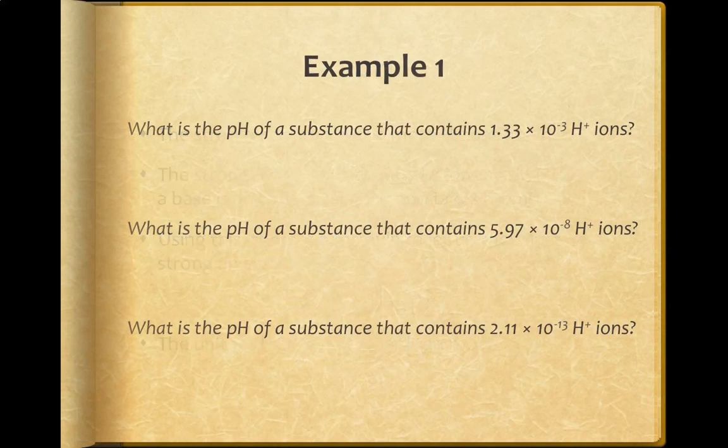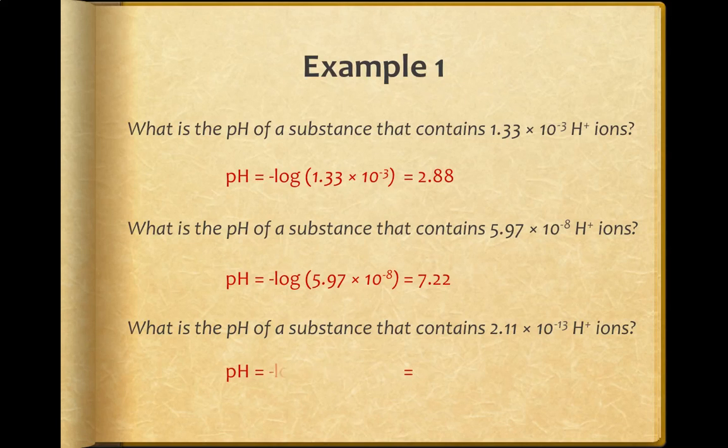So let's take a look at some examples. Okay, we have 3 examples right here. What is the pH? What is the pH? What is the pH? And see how it gives it to you. It says, hey, we contain this many H plus ions. Okay? Well, we just take the log of that. That's it. And it gives us a pH of 2.88. Okay? Do the same thing on the next 2. pH equals the negative log of this number right here. And each time we get a different value.